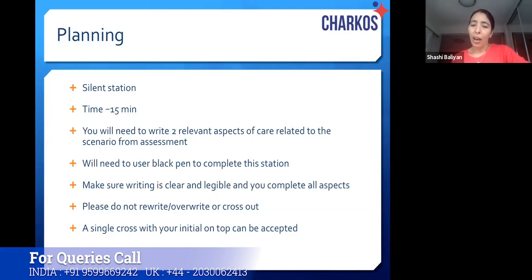Yeah. And you have to be very specific not to rewrite, overwrite, or cross out. If you have to cross out, then you use a single line to cross it out. You should still be able to read what was written underneath the line that you have crossed. Then on top of that, you can write whatever you needed to correct, and then you put your initials. This is to make sure that it is you who has done that crossing out and written that thing. A single cross with the initials on top can be accepted.